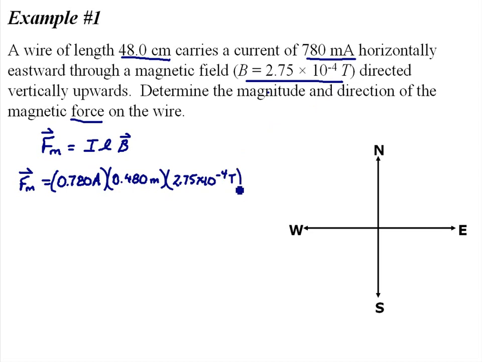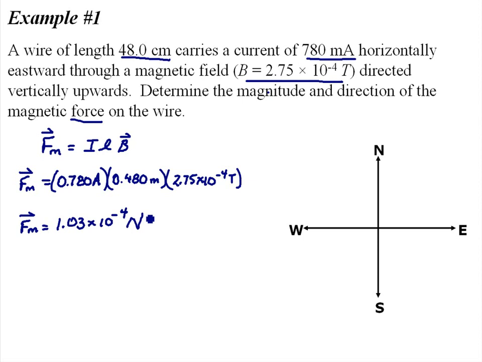So if we punch these numbers in, 0.78 times 0.48 times 2.75 to the exponent negative 4, we should get a magnetic force, or magnitude anyway, of 1.03 times 10 to the negative 4, and units of force are newtons. So I always determine the magnitude first, then I go back and start thinking about the directions.